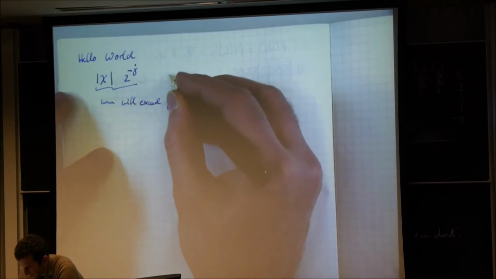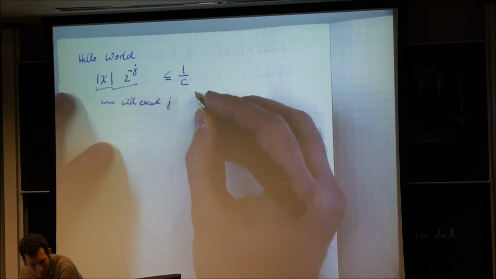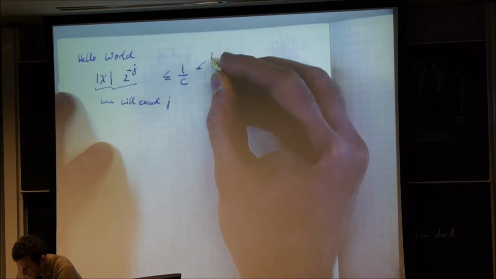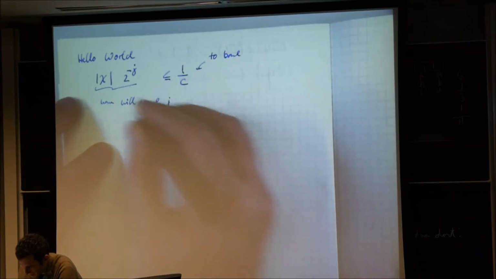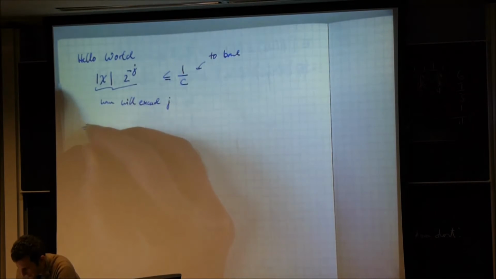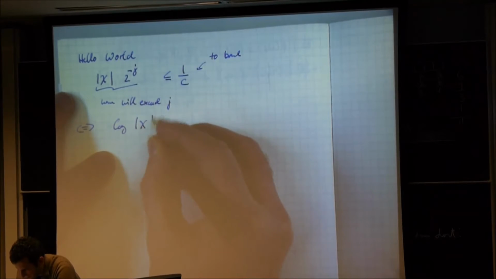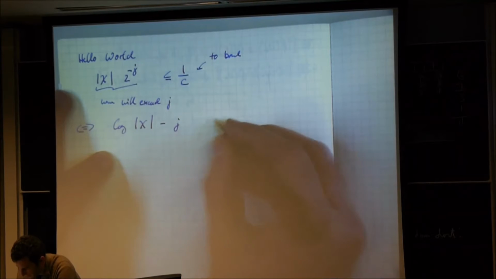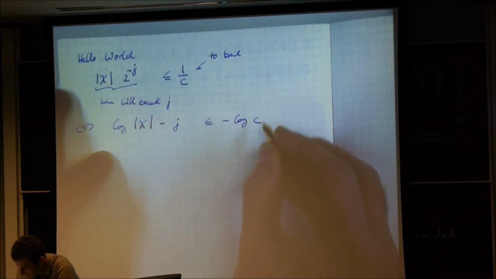And I want to make sure that this is less equal than 1 over c. Right? That's what we want to bound. Because if we rewrite this, this is of course nothing else than log x minus j less equal than minus log c.